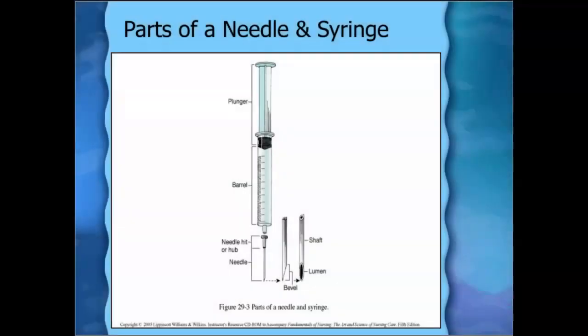Here are the parts of the needle. Once again, you have your plunger, which pushes the meds inside the barrel into your patient, right? And then you have your barrel, which is what you draw the med up into. We have our needle hub, and then the needle is attached to the hub, right? You can see that the end of the needle is beveled, right?